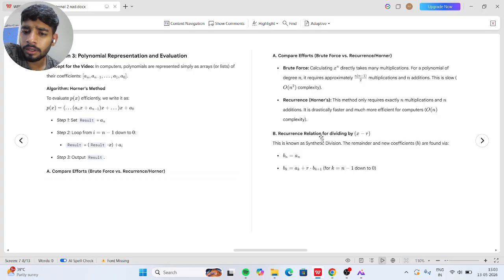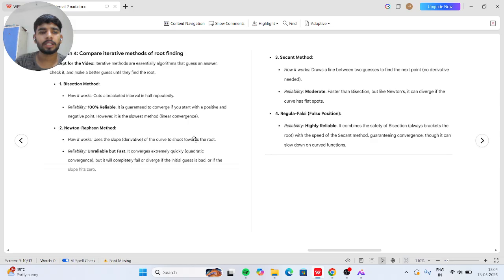Recurrence relation for dividing by x minus r. This is also known as synthetic division. The remainder and new coefficients b are found via b_n equals a_n, b_k equals a_k plus r times b_(k+1), for k equals n minus 1 down to 1. I will take it next.